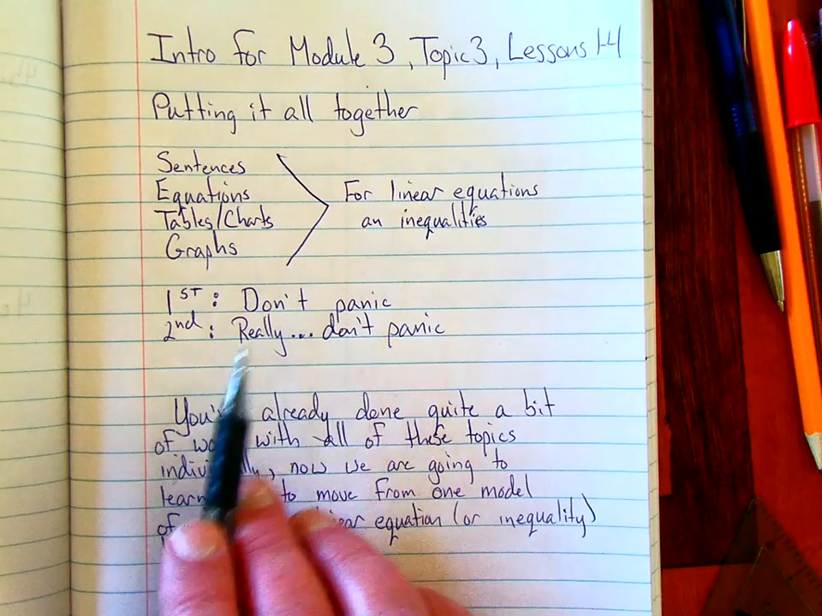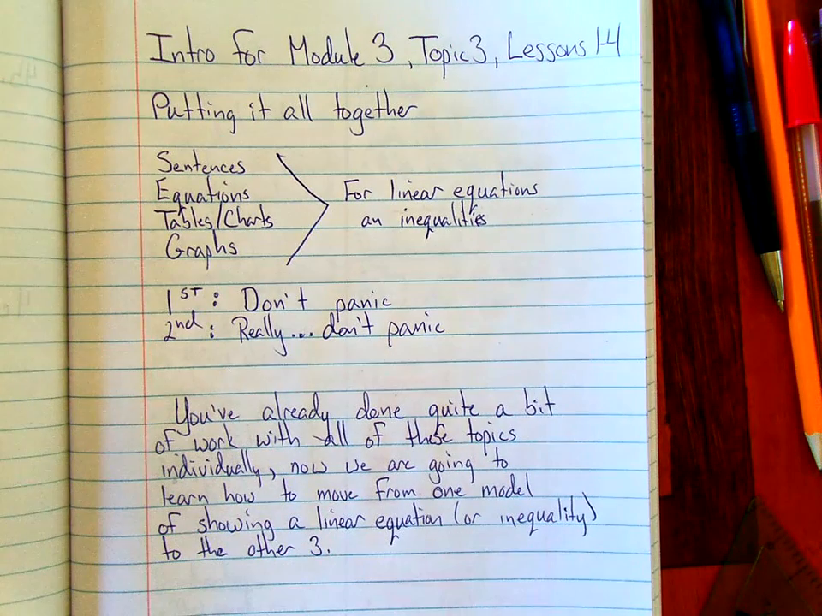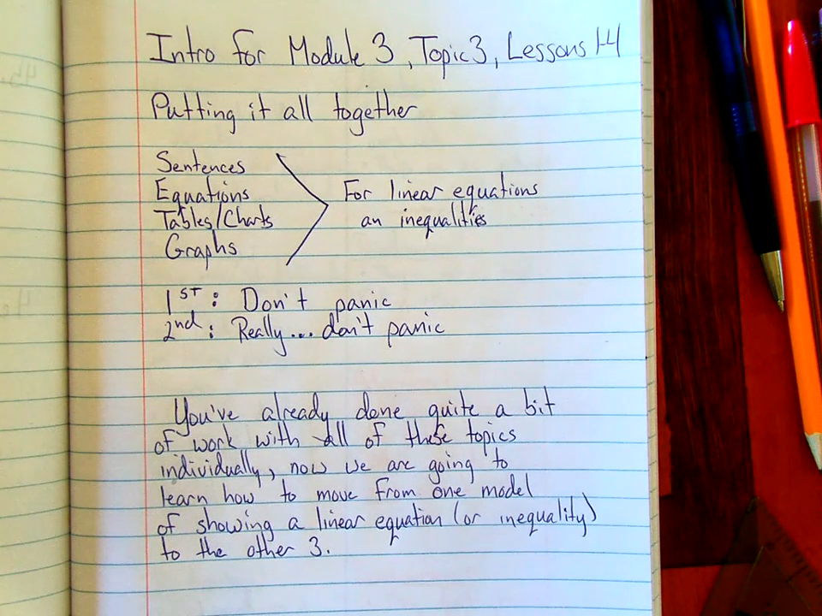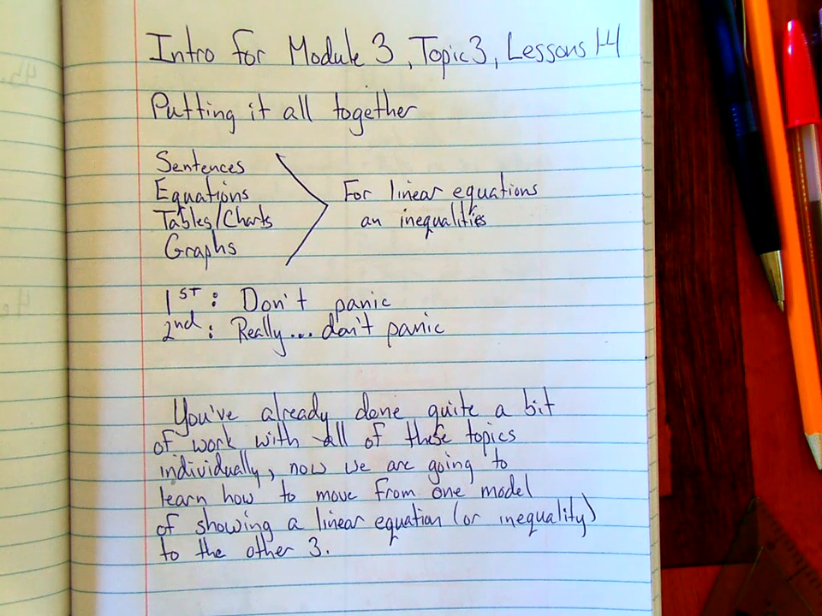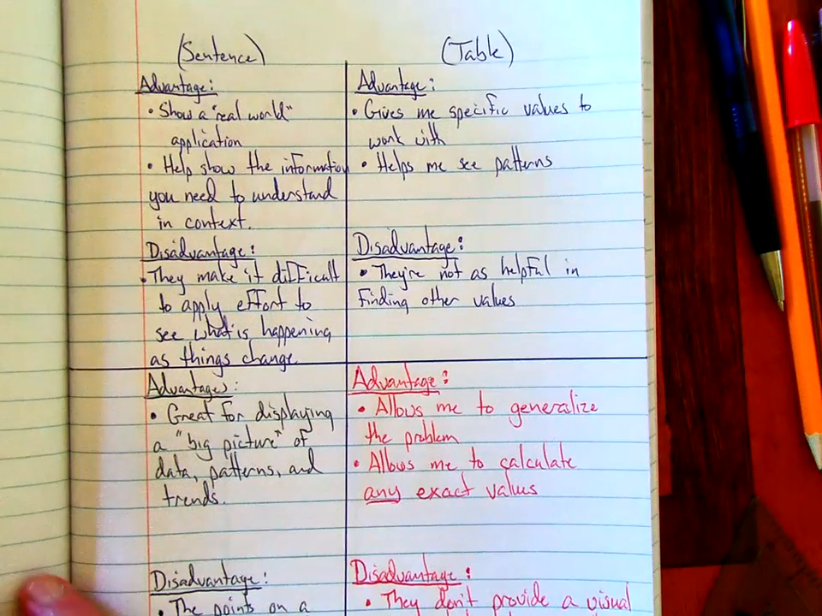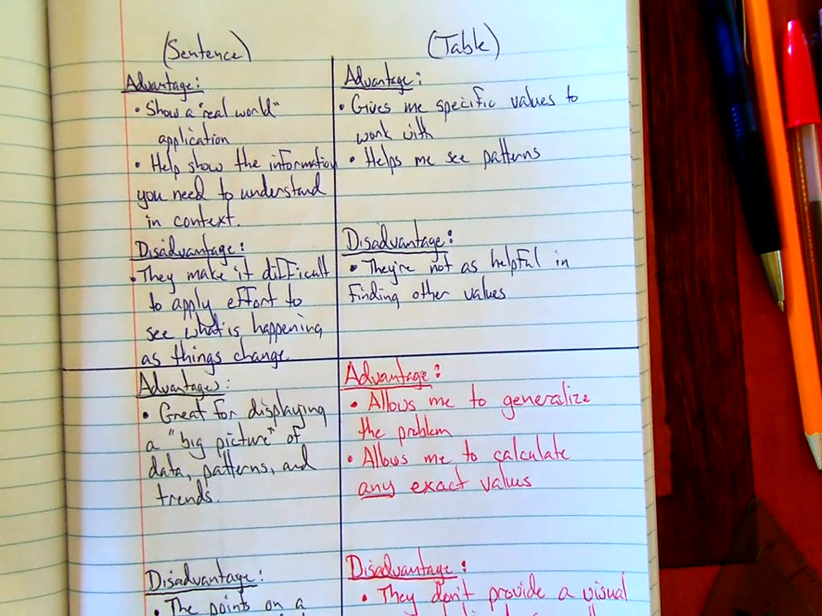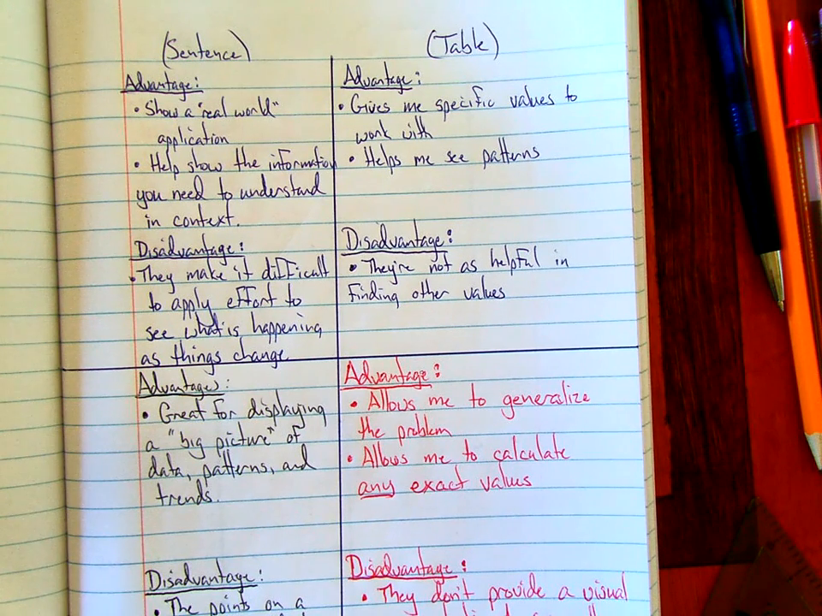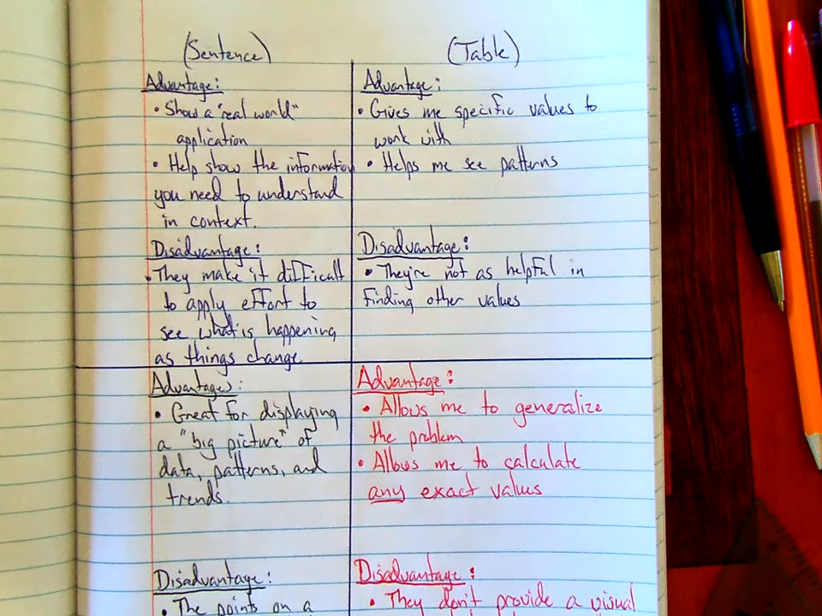Don't panic is first on my list. Second on my list is really don't panic. You've all done quite a bit of work with all of these topics individually. Again, now we're just going to learn how to move from one model of showing a linear equation or inequality to the other three. So let's talk about some advantages and disadvantages of each. And this is actually the Talk the Talk page on page 136. So this information will come back into play.